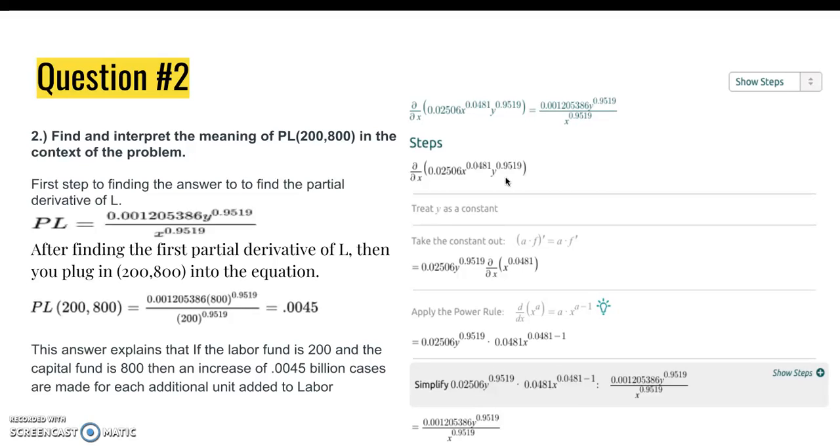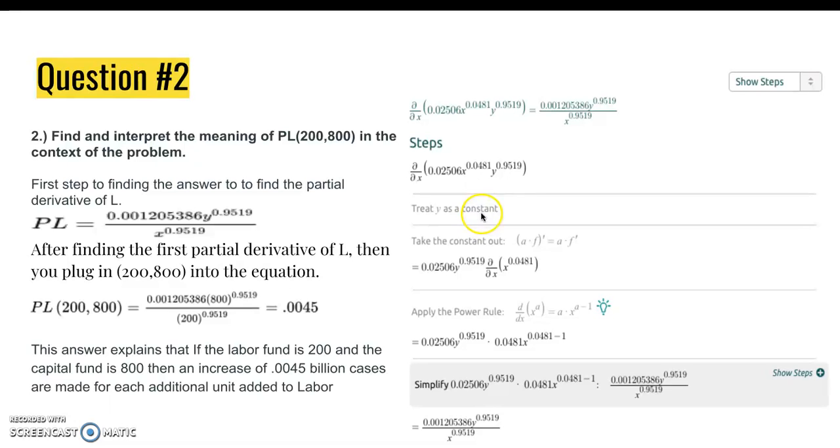Question 2 asks us to find and interpret the meaning of the partial derivative of P with respect to L, the derivative of labor, at 200 million in labor spending and 800 million in capital spending in the context of the problem. So the first step to finding the answer is to find the partial derivative with respect to L, which you can see in the steps on the right side of the screen. So we can see that we find the derivative of the equation, and this is the answer, and then these are the steps we use to get there.